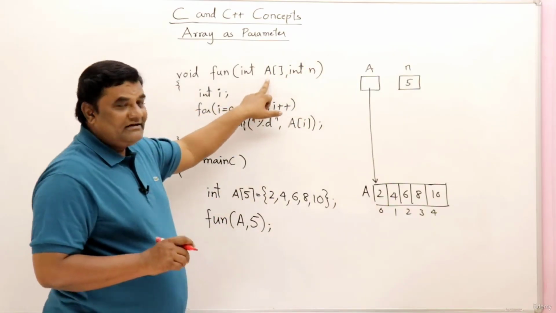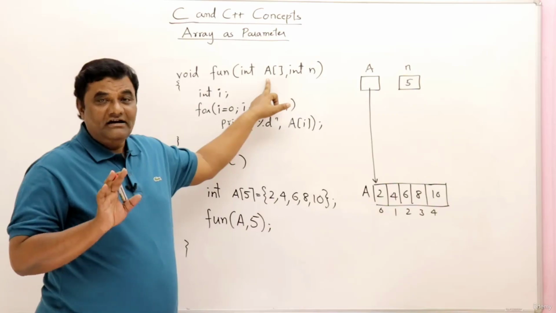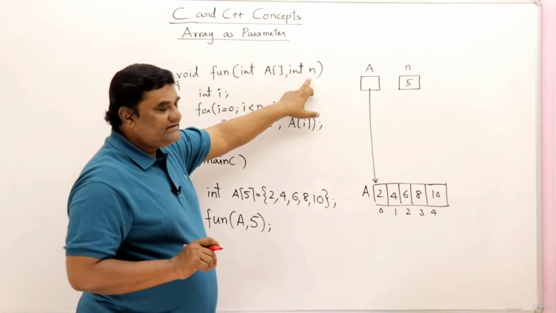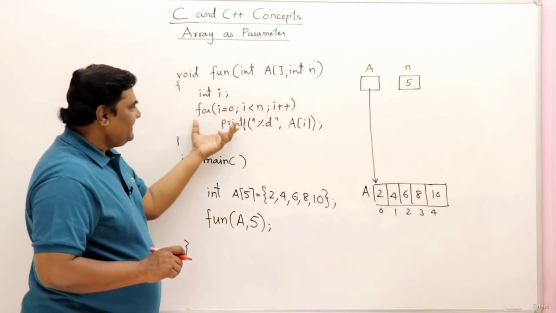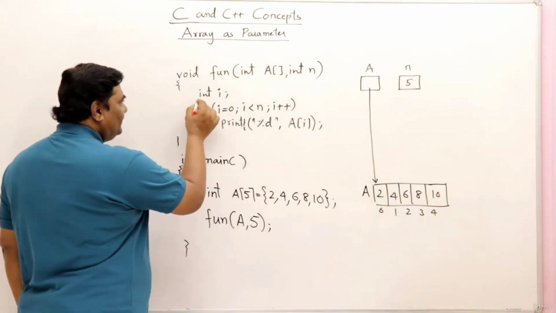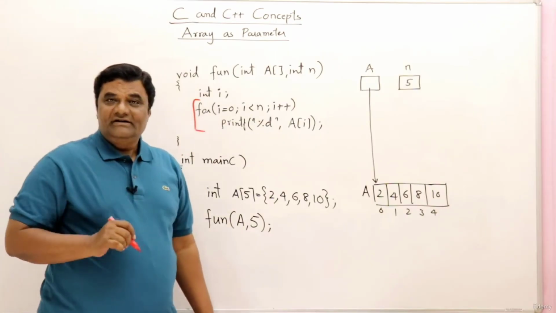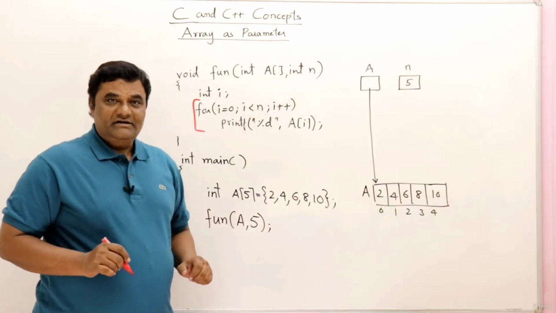So this A is actually like a pointer to an array. It's not an array itself, it's a pointer to an array, and this is number of elements. Now in this code I am just printing all the elements of an array. This for loop is printing all the elements of an array. Now the important thing, let us see what is the parameter passing method used here.